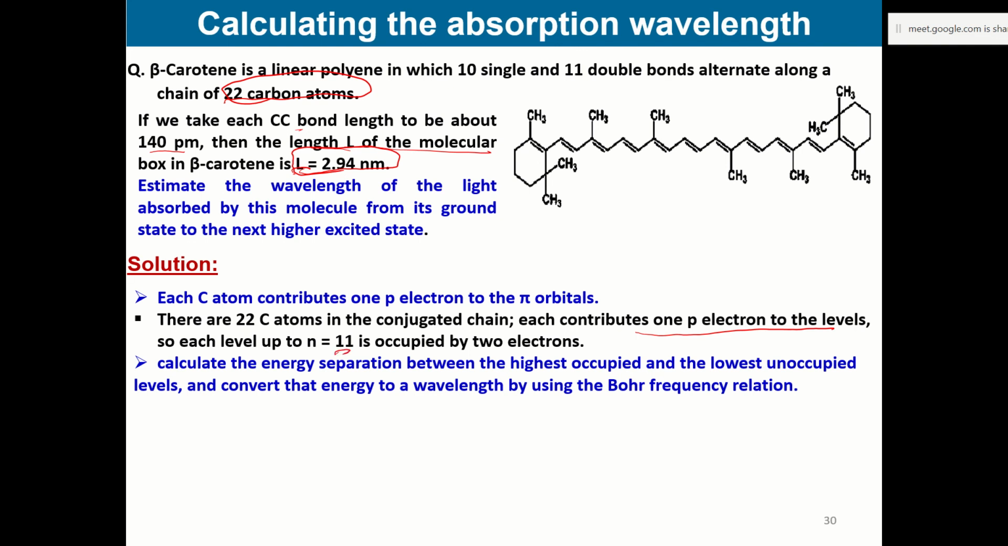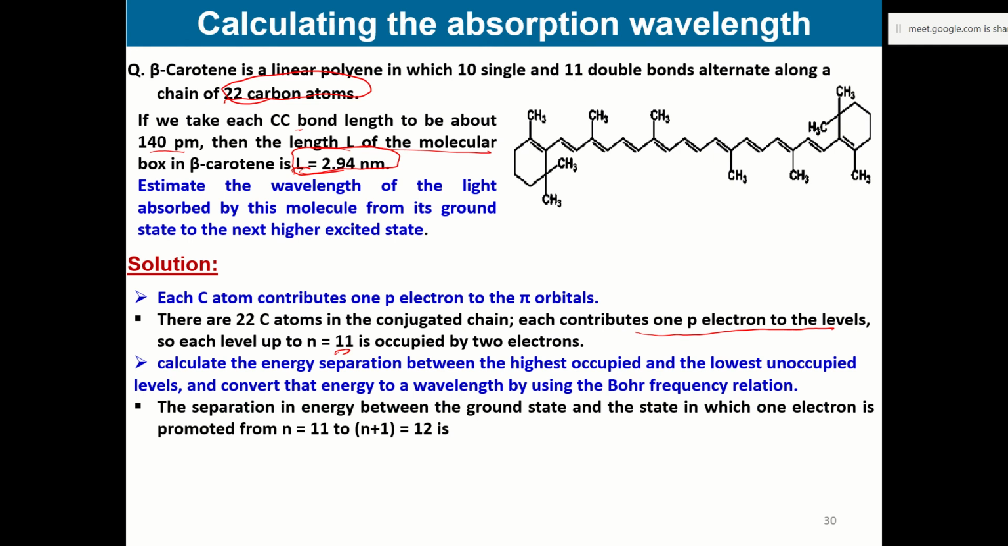And then the next, between the highest occupied and lowest unoccupied levels, convert that energy to a wavelength. So the transition that you have to work out is n equal to 11 to n equal to 12. So this is the highest occupied orbital that you can think of. So 11 orbitals, 22 carbon atoms, 22 p orbitals.